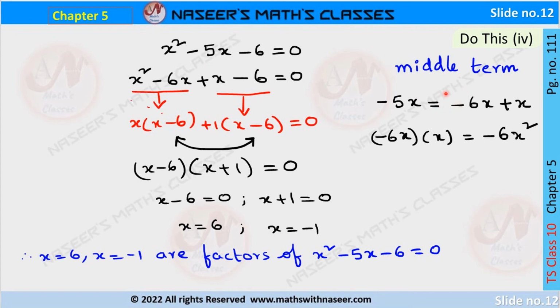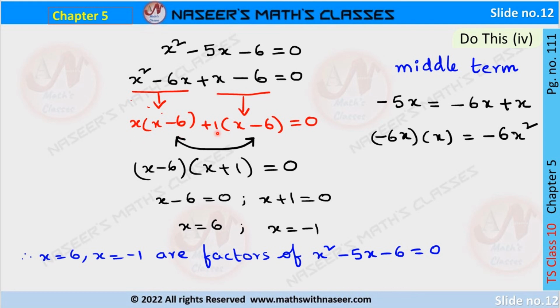So this can be written as -5x = -6x + x. If we multiply these two terms, we get -6x². It is nothing but the product of the x² term and the constant term -6. So it can be written as x² - 6x + x - 6 = 0. In the first two terms, x is common, so we take out x common and it can be written as x(x - 6).